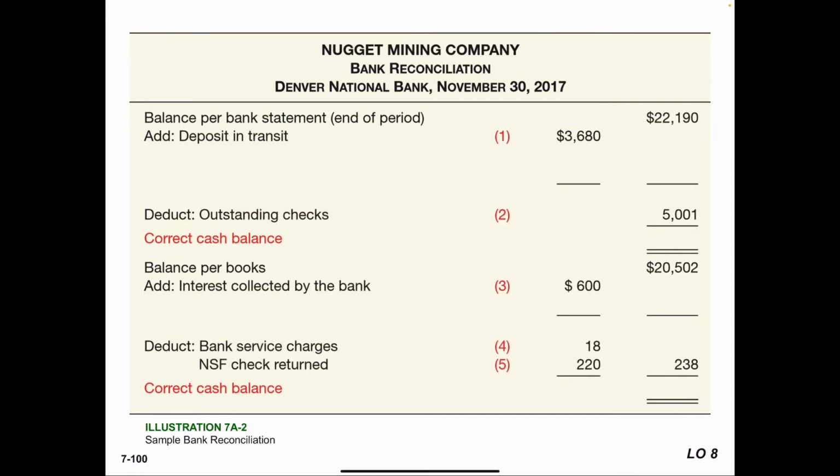Yeah, so here, this is a bank statement. Oh, this is the firm's cash balance. We add 600. Okay, yeah, because they were recorded by the bank, but not by the firm itself.